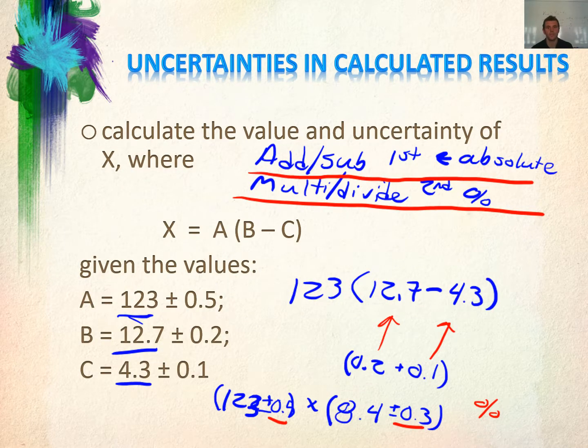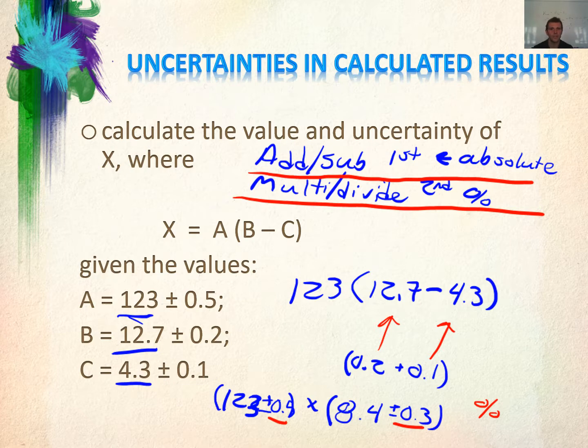Okay, so now this is just going to be an example problem. Remember that you do addition and subtraction first, then multiply, divide. And remember that when you're doing addition and subtraction, you're doing absolute uncertainties, and when you're doing multiplication and division, you're doing percentage uncertainty. So I'm going to set this up to start, and then I'll show you how it works through on the next slide.